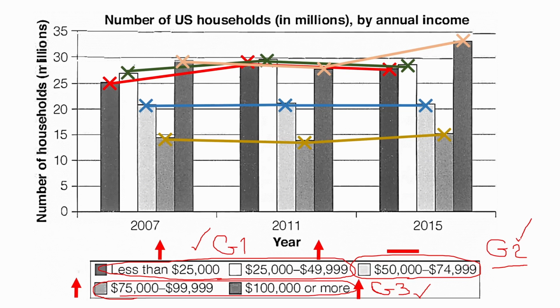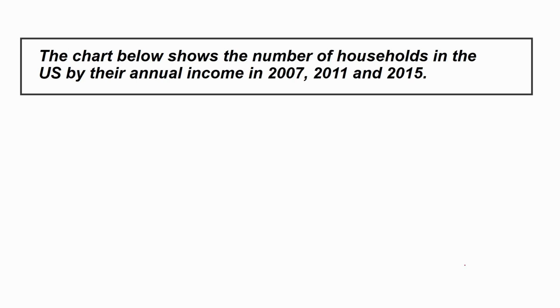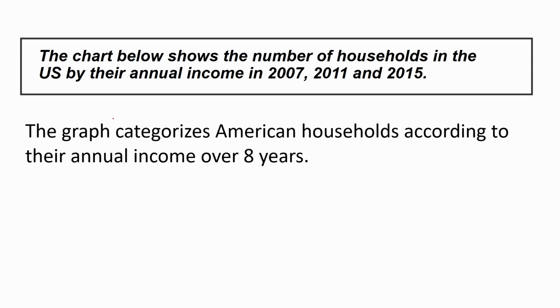So now we get to the writing stage. The first thing to write, as usual, is to paraphrase. You could pause the video and paraphrase it, but I've done this for you, and we can check it together. So the chart below shows the number of households in the US by their annual income in 2011, and 2015. So this is my paraphrase.